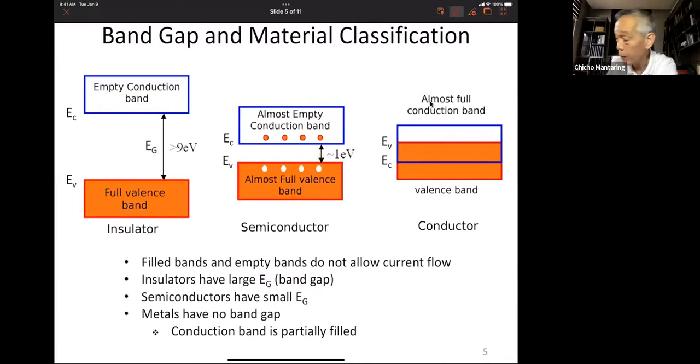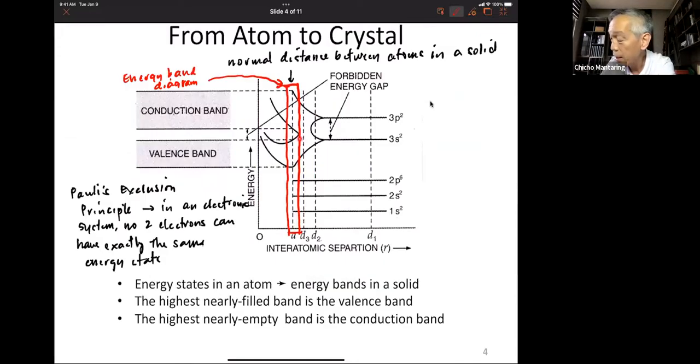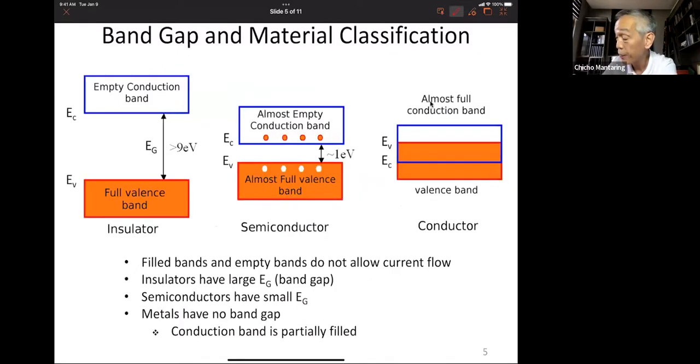Now, in a conductor, there's an overlap. The overlap extends to the interatomic distance. So in a conductor, actually, there is no forbidden band. By the way, I show here two quantities, EC and EV. What is EC?